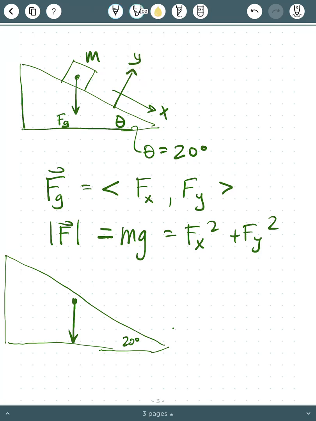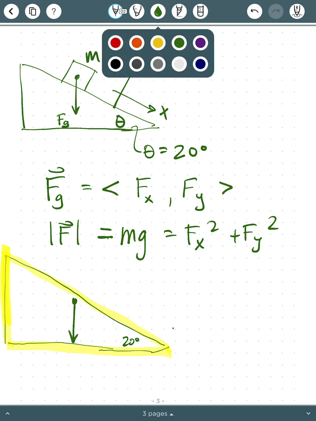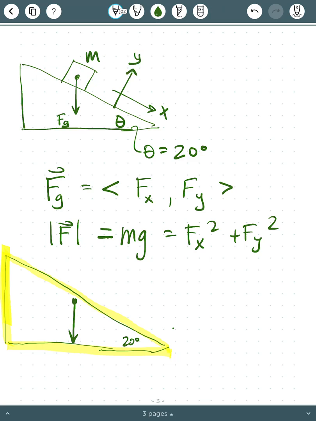Now, I want to remind you about similar triangles. So the plane triangle is this one. By the principle that we just said at the beginning of this video, we know that all the angles in the triangle need to add to 180. So this is a 70-degree angle up here.